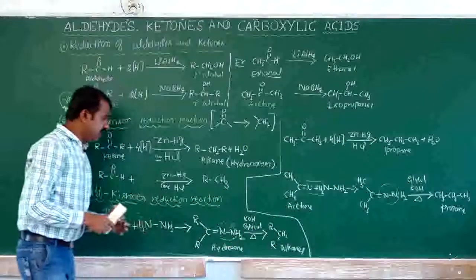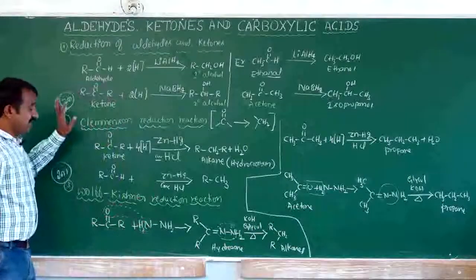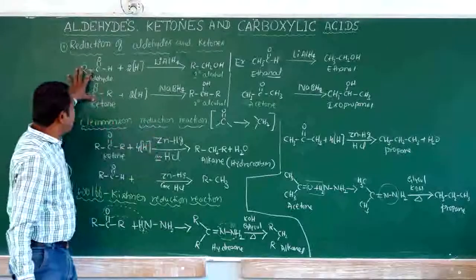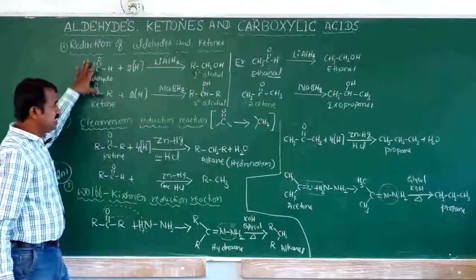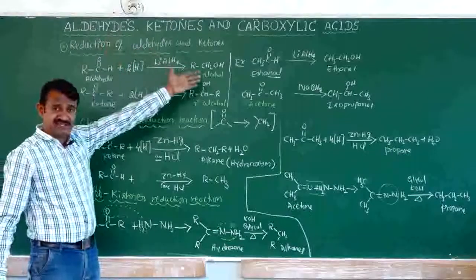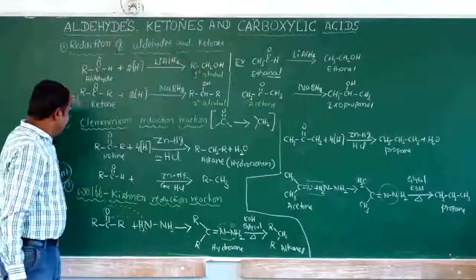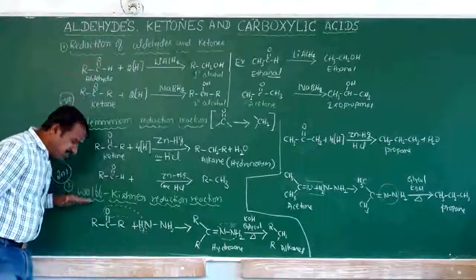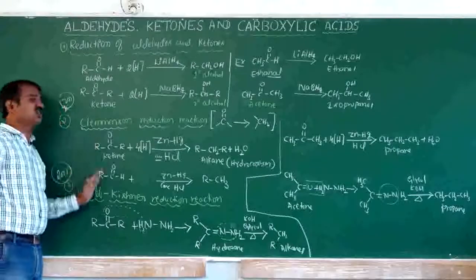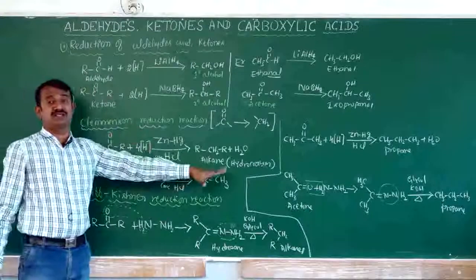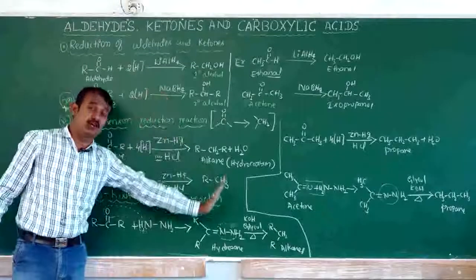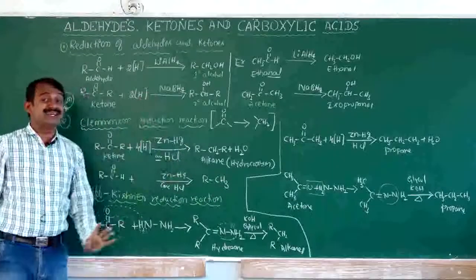Okay, these are all reduction reactions. Listen carefully. When aldehydes and ketones are reduced with lithium aluminum hydride or sodium borohydride, they form primary and secondary alcohol. In the Clemmensen reduction and Wolff-Kishner reduction, aldehydes or ketones are reduced to form hydrocarbons. In both reactions carbonyl is converted to methylene group, but the reagent is important.